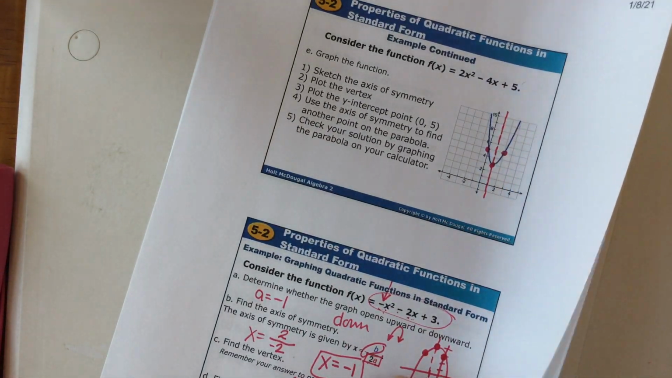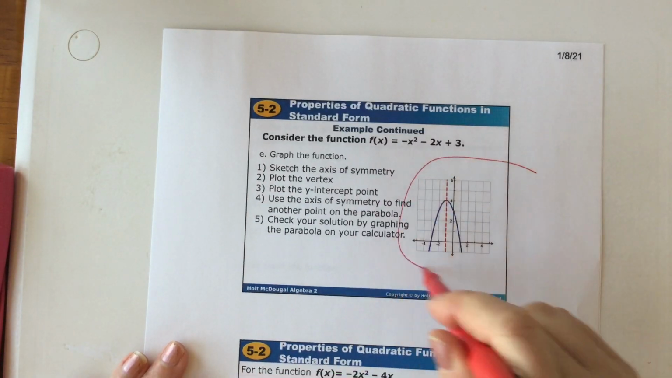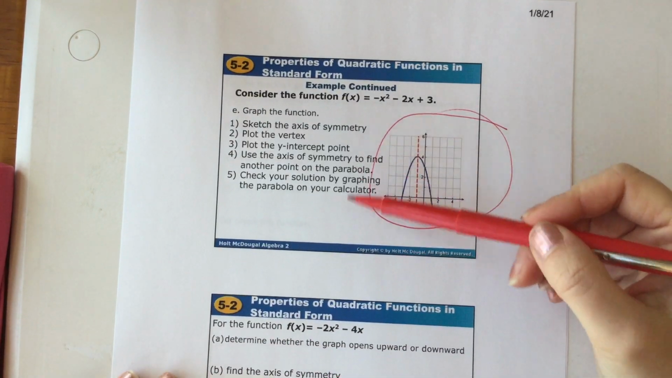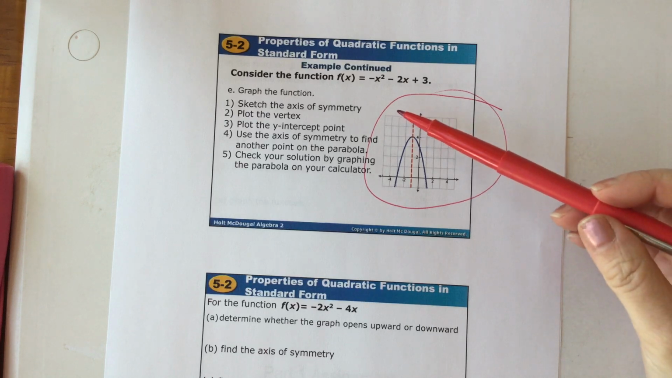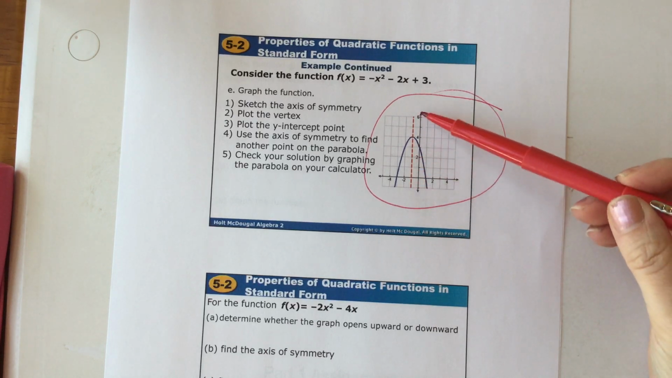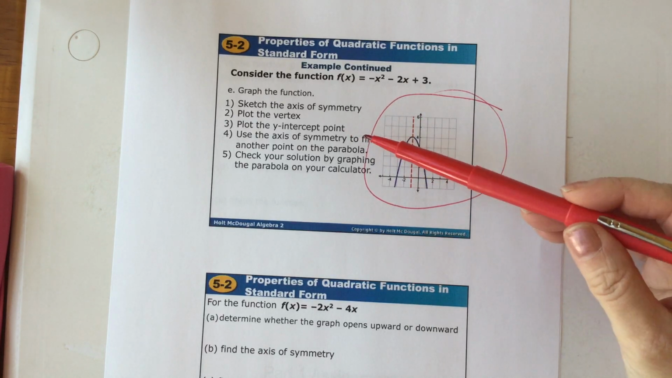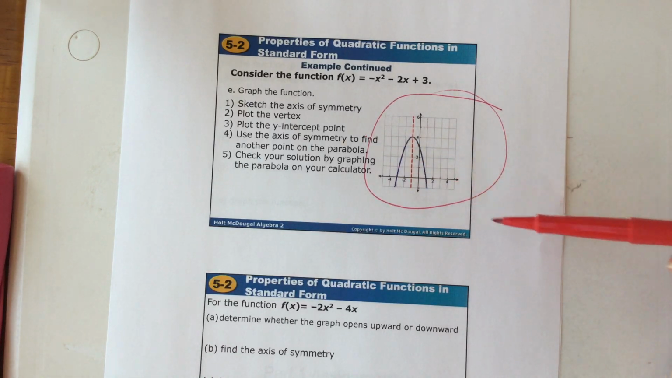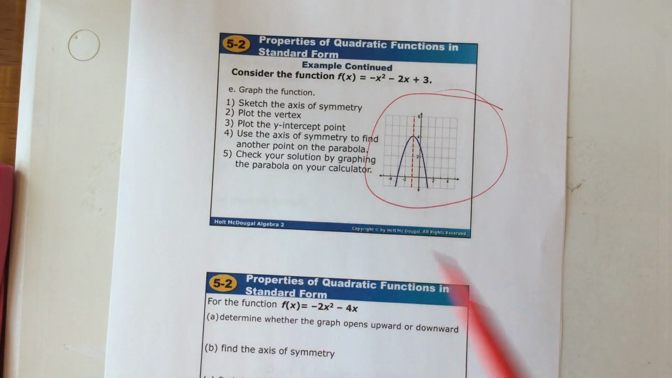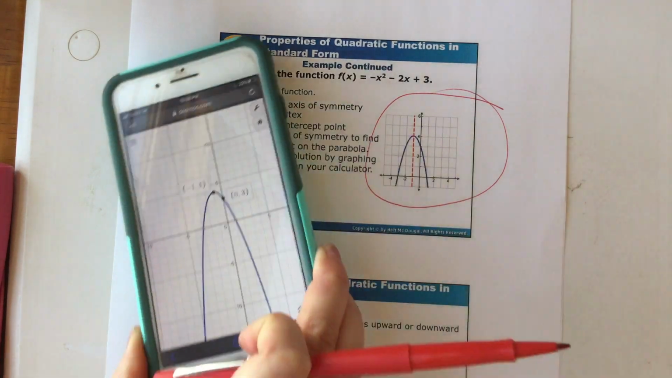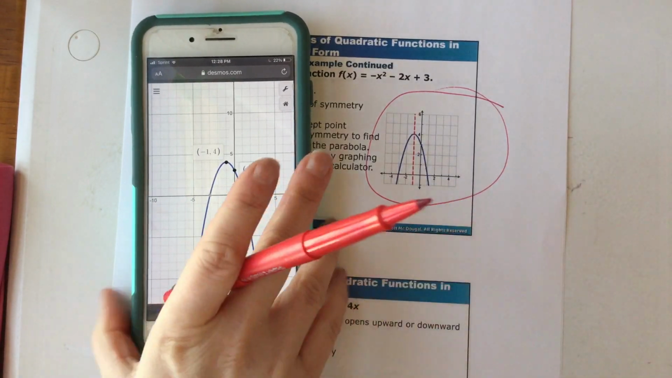And again, I provided a little screenshot for you where it just says step by step, what would you do? So this was the previous example. You'd sketch that axis of symmetry, make sure you have that dotted line there, plot the vertex, plot the y point, and then you use the axis of symmetry to flip it over, and check on a graphing calculator. Just being able to compare the two.